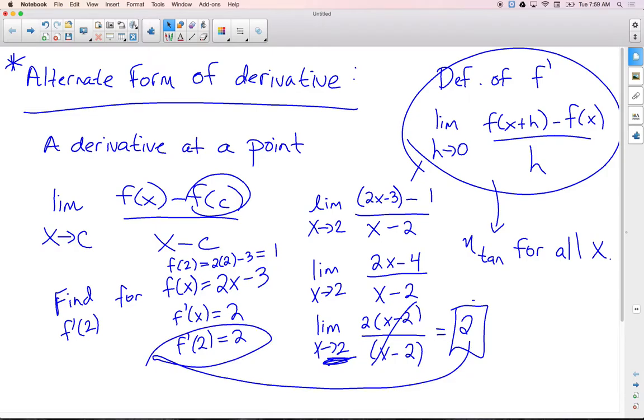It found the derivative at x equals 2 for you. So whatever this x value is approaching, it's finding the derivative at that x value. That's the alternate form of the derivative. And I'll use it today to do differential. There you go. One minute, done.